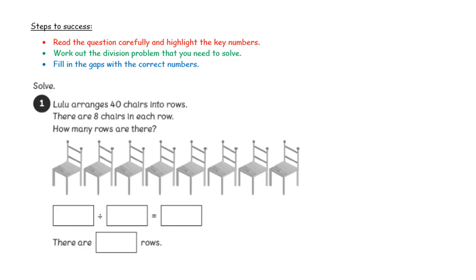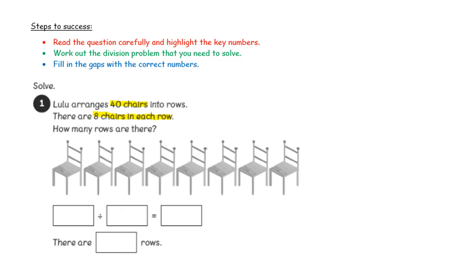Moving on to day 4, and today you're going to be answering some word problems using your division knowledge. So, your steps to success say, read the question carefully and highlight the key numbers, work out the division problem that you need to solve, and fill in the gaps with the correct numbers, okay? So, your question says, and we're going to highlight the key numbers, Lulu arranges 40 chairs into rows. There are 8 chairs in each row, okay? How many rows are there?